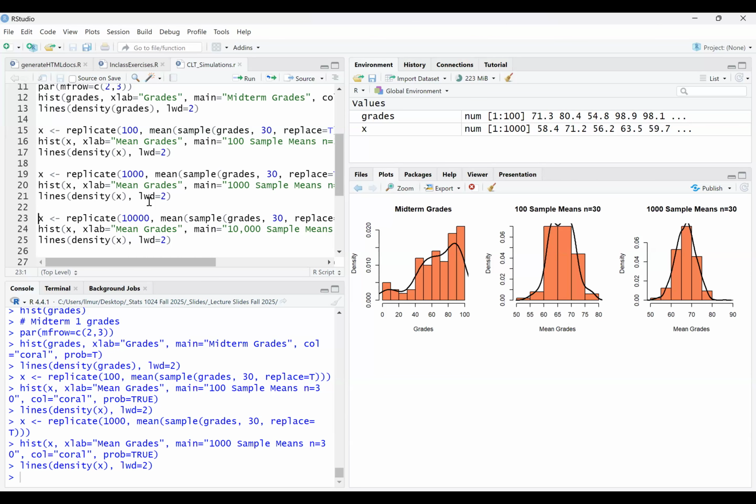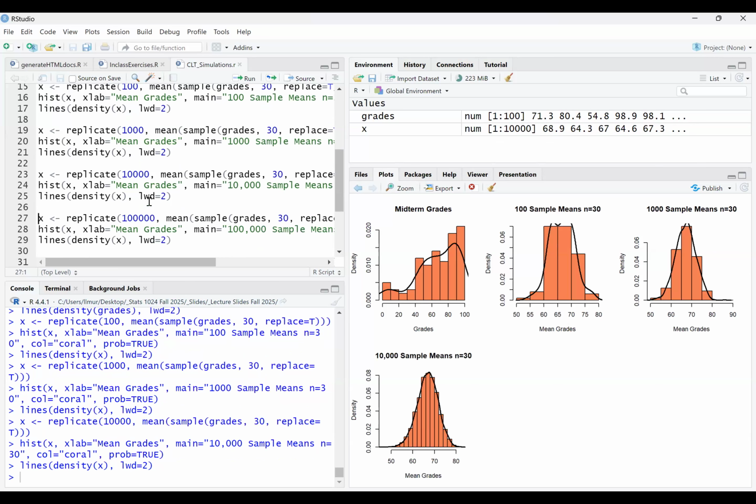I'm going to do another one where we get 10,000 sample means right here, 10,000 sample means, all size 30. Now look at that. It's really becoming less variable than that. I'm predicting the midterm grades will look something like that. Probably, but I don't know. I haven't got any preliminary results.